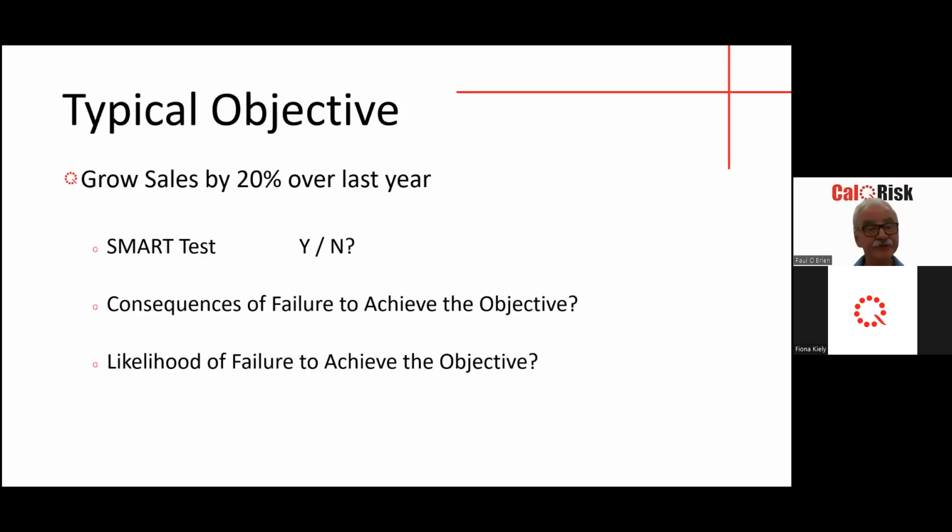So what happens if we don't achieve this? What happens if we make 10%? What happens if we don't grow? And begin to think through that process. Now you're kicking into the risk assessment part of this process. And the likelihood is the other element, if you like, in the risk assessment. So you have two elements to it. And it's worth going through the process for both on the objective.